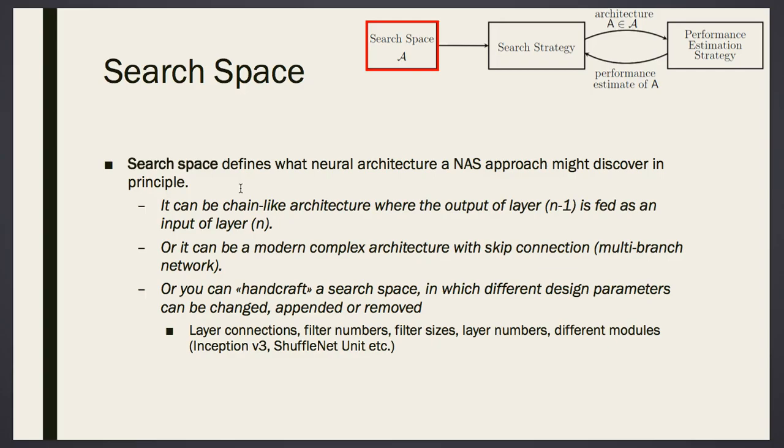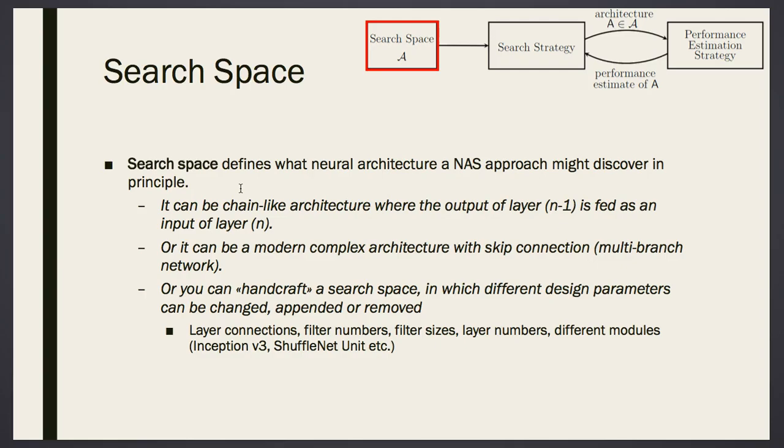So search space defines what neural architectures our neural architecture search approach might discover. So this is the set. This is a set of different architectures. It can be a chain-like architecture, which means you know which architecture to try next. So they are linked to each other. First we try this, then we try this, then we try this. But this does not necessarily have to be a simple link. Maybe they are linked like a tree. So depending on the choices, we either select this one or the other one. So they are chain-like structures. Or it can be a more modern, complex architecture with many different connections.